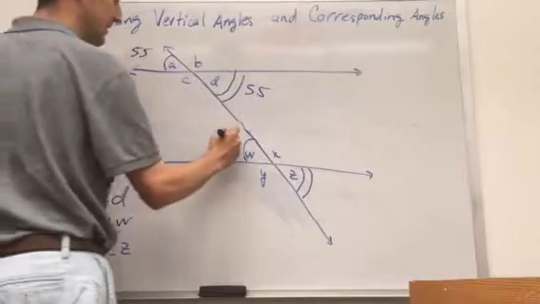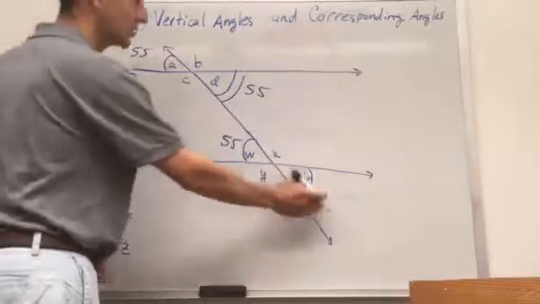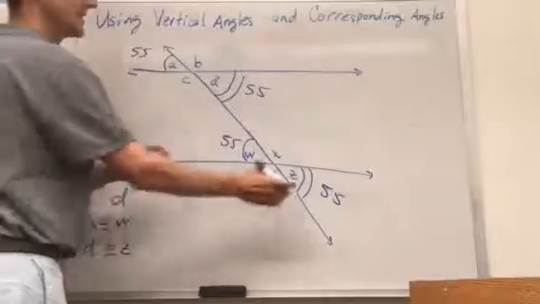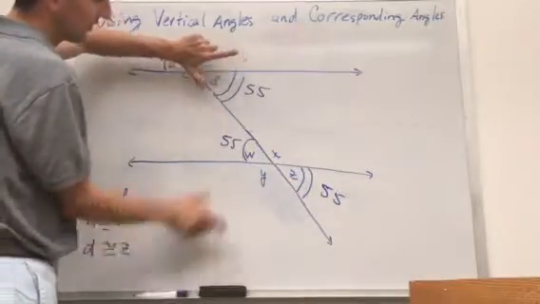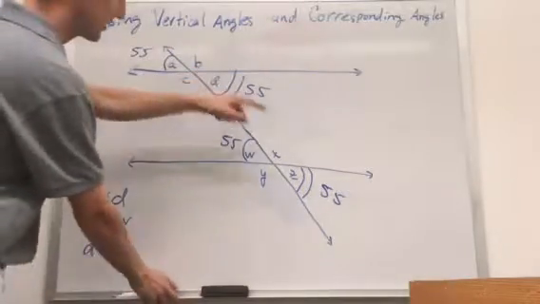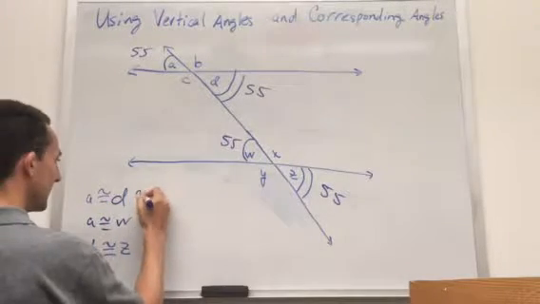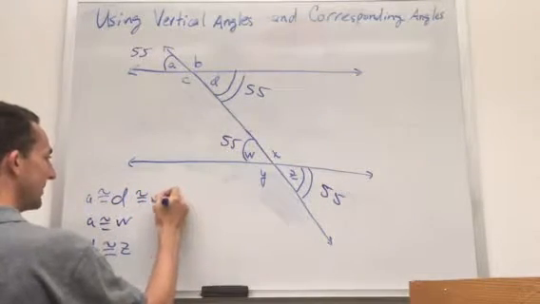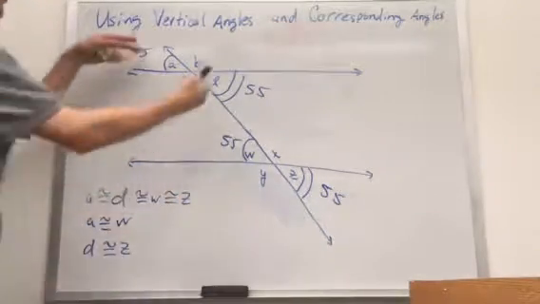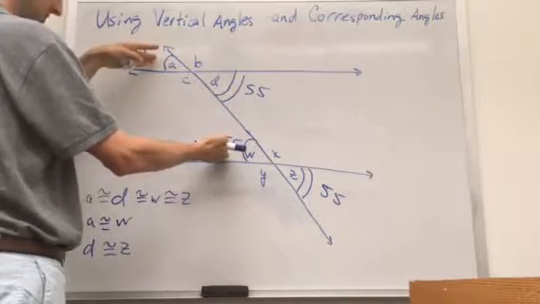Corresponding angles would tell us that this is 55 degrees. Then we would say that this is also 55 because of vertical angles. We would say this is also 55 because of another corresponding angle. So we would say D is congruent to Z, we have that. So A is congruent to D, is congruent to W, is congruent to Z. Because of vertical angles and because of corresponding angles.